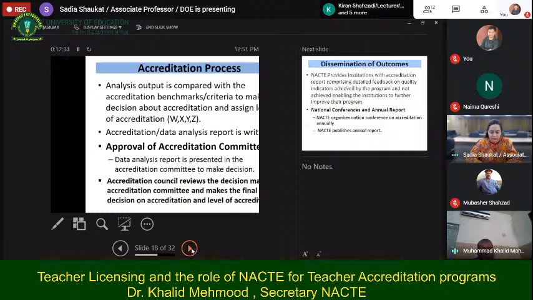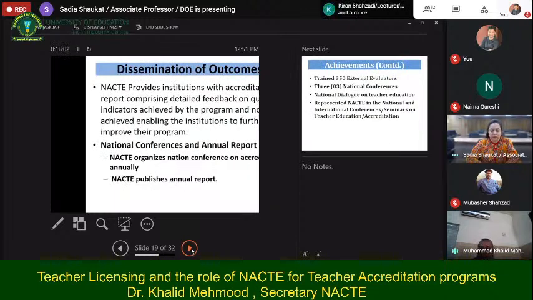So we have a National Accreditation Committee to analyze the data and our report. The National Accreditation Committee recommends a level, and that recommendation is presented in the meeting of the council. Council means the National Accreditation Council for Teacher Education. The National Accreditation Council for Teacher Education makes the final decision on accreditation, and that decision is disseminated. We issue certificates on the basis of that decision, whether the certificate says Y level of accreditation, X level, or Z level, etc.